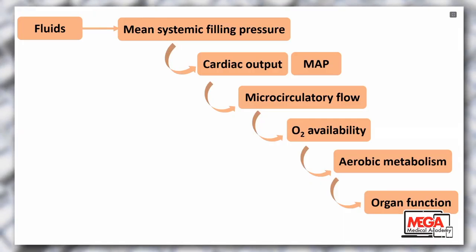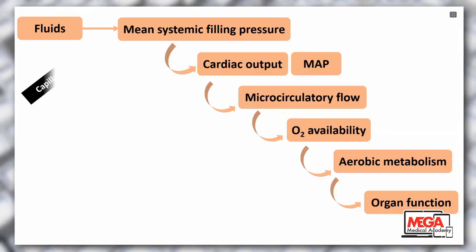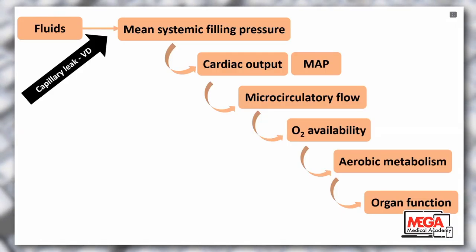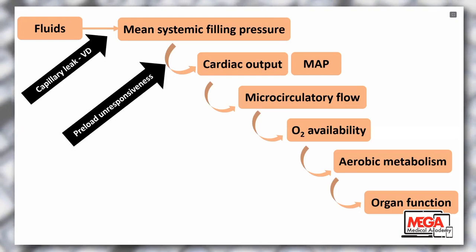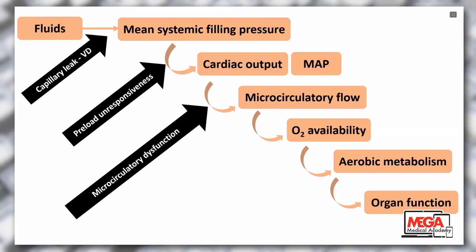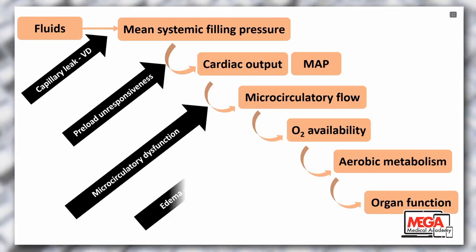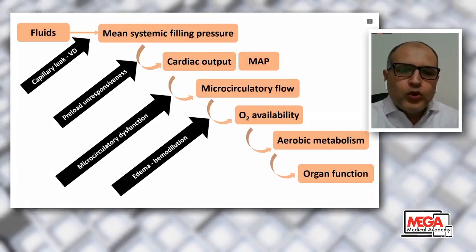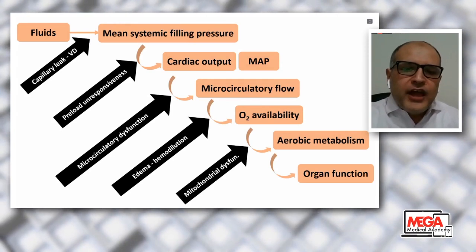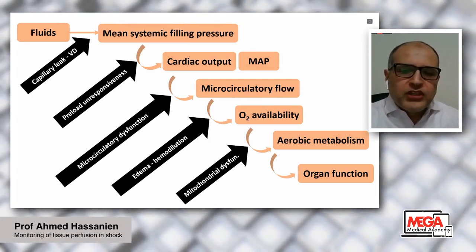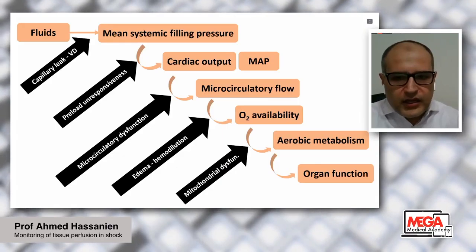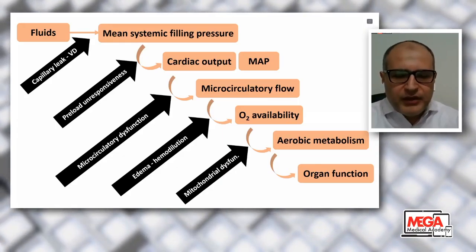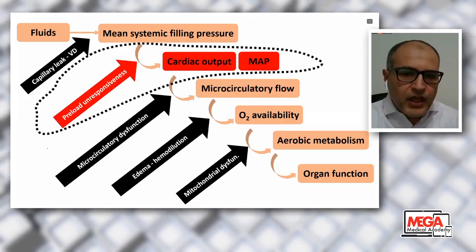When there is shock, one of these steps is disturbed. For example, if we have capillary leak or vasodilation, the mean systemic filling pressure will decrease. If we have hypovolemic shock or preload unresponsiveness, the cardiac output and the mean blood pressure will decrease. If we have microcirculatory dysfunction or edema or hemodilution, this means that we have an impairment of tissue perfusion. Then the last step is mitochondrial dysfunction. It will affect the oxygen availability and the aerobic metabolism.